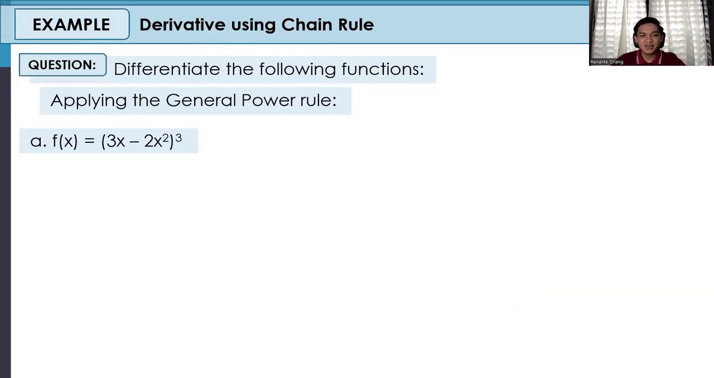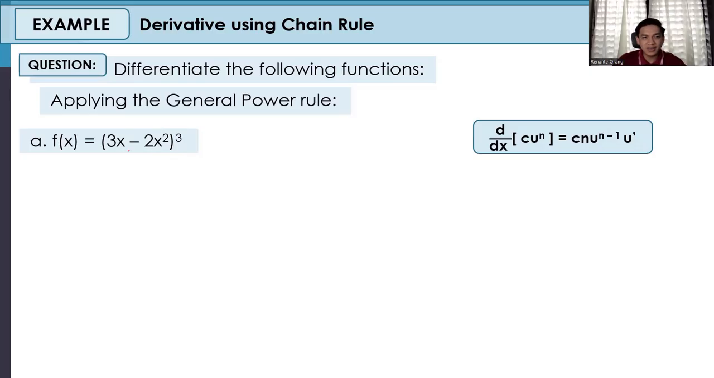Letter A, f of x is equivalent to, open parenthesis, 3x minus 2x squared, close parenthesis, cube. This example, class, is called as applying the general power rule to our chain rule. Ilagay natin yung formula ng ating chain rule is the derivative with respect to x of our c u raised to n is equivalent to c n u raised to n minus 1 u prime. So dito, class, yung ating u is yung merong exponent.